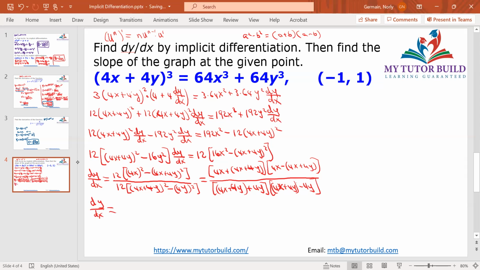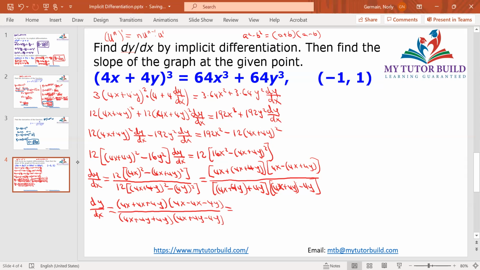How would that be? That would give us, in the parentheses up there, let's remove the parentheses, 4x plus 4x plus 4y. Now the other one would be 4x minus 4x minus 4y. We remove the parentheses. At the bottom, we're going to have 4x plus 4y plus 4y. And then we have 4x plus 4y minus 4y.